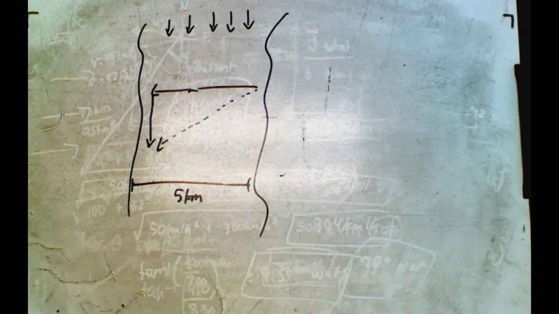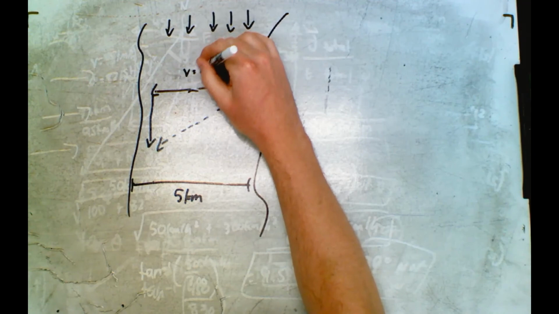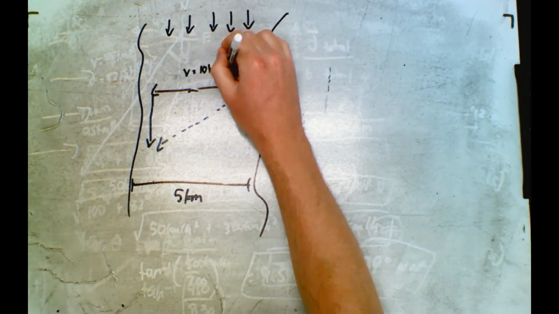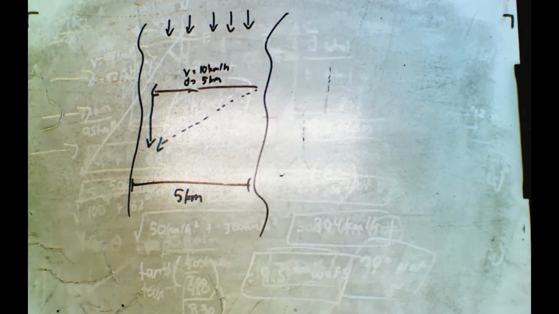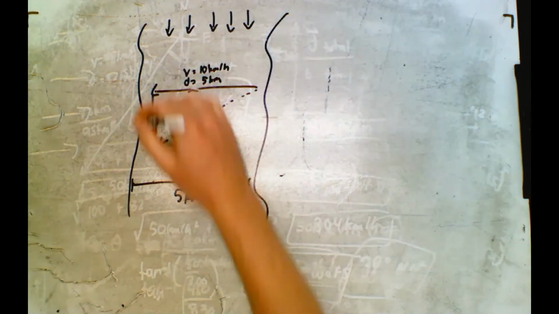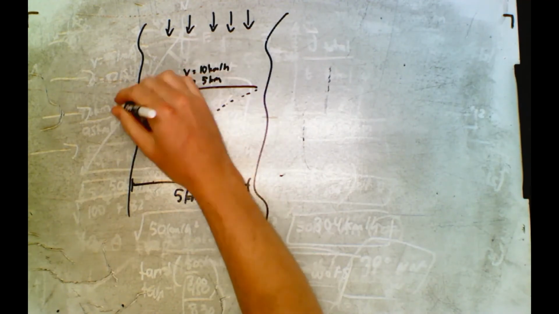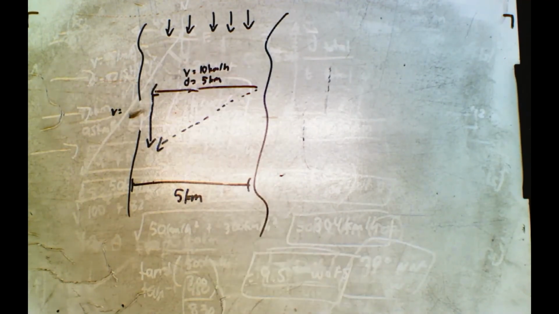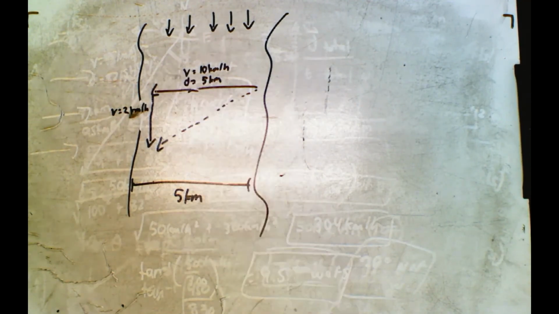So we can fill in some numbers here. It says that the speed of my ferry this way is 10 kilometers per hour. My distance this way is 5 kilometers. And the speed of the current is 2 kilometers per hour. And that's all that we know, okay?